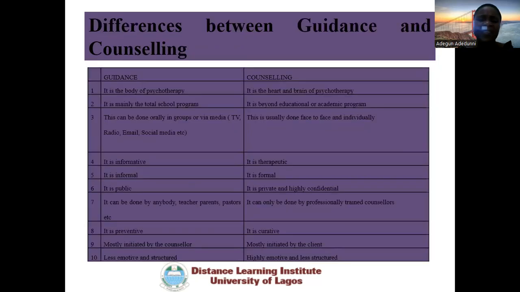Differences between guidance and counseling. When I introduced this course, you will remember that I said in most cases people mix guidance and counseling together. They feel that these two words mean the same thing. They are related, but they are not the same. So now we're going to be looking at the differences between guidance and counseling. They are two different words with two different meanings.